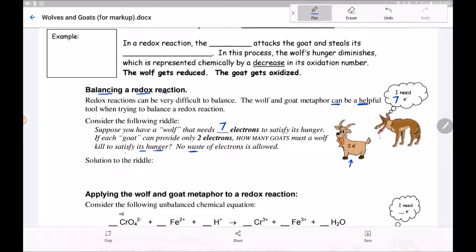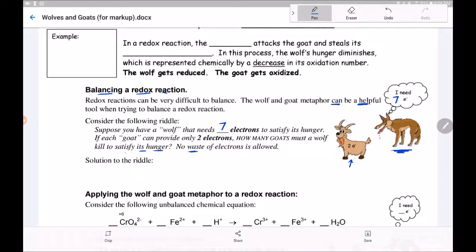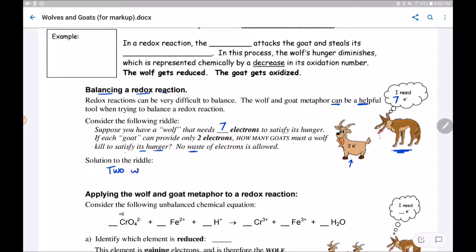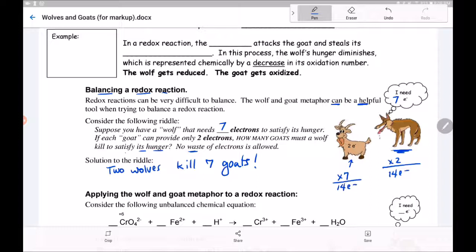But if you allow the wolves to hunt in packs, it is easy to satisfy the wolf's hunger without wasting any electrons. So here's a solution to this riddle. 2 wolves kill 7 goats. Times 7 would be 14 electrons provided. Times 2 wolves would be 14 electrons gobbled up. That's the answer to the riddle.